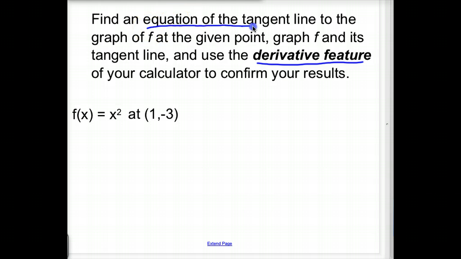If we want to find an equation of a line, you need two things. You need the slope and you need a point. Going back to Algebra 1, if you want to find the equation of a tangent line, you need slope and point. So we have to find the slope. We're going to take the derivative. That means we're going to use the limit definition.